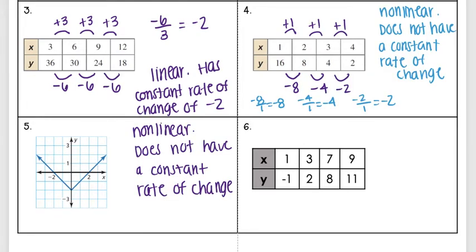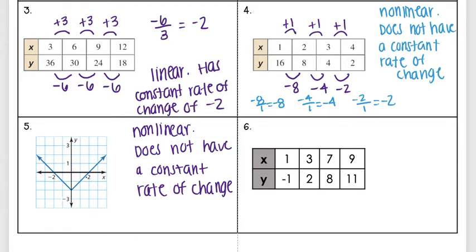Okay, so these are the answers that you should have gotten. Number 4 was nonlinear, and that was because it does not have a constant rate of change. I see that my y's changed. First I subtracted 8, then I subtracted 4, and then I subtracted -2. But my x's stayed constant. I was adding 1 each time. And so when I took my difference of y over my difference of x, I got -8, -4, and -2. And so since these aren't the same numbers, this is going to be nonlinear.